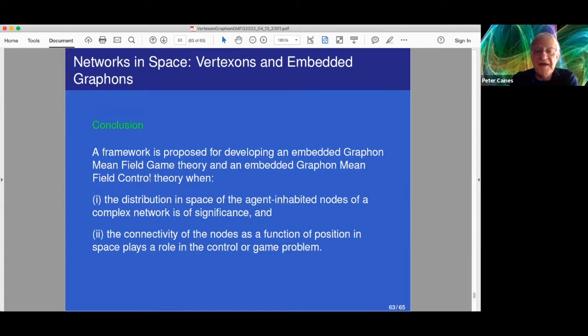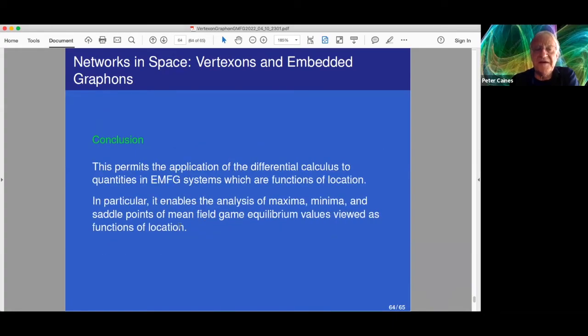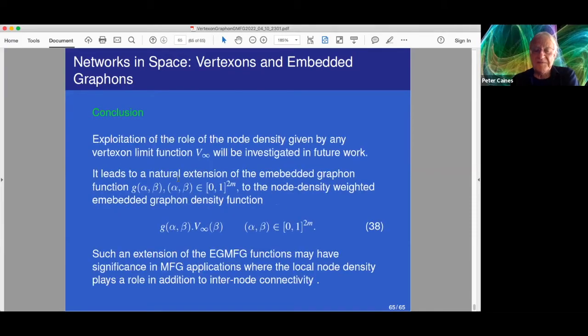So the conclusion is that a framework is proposed here, obviously just beginning, for developing an embedded graphon mean field game theory if you're in a situation where the distribution in space of agent-inhabited nodes is of significance, and the connectivity of the nodes as a function of position in space is of significance. And this permits the application, subject to hypotheses, of the differential calculus to quantities in EGMFG systems, which are functions of location. And of course, in particular, maxima, minima, saddle points of mean field game equilibria. And that brings me back to my last slide. Okay, so that's the state of play so far.